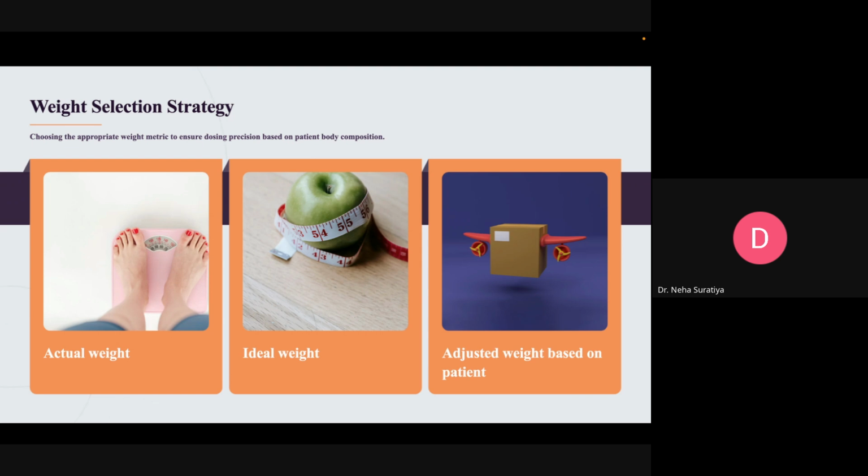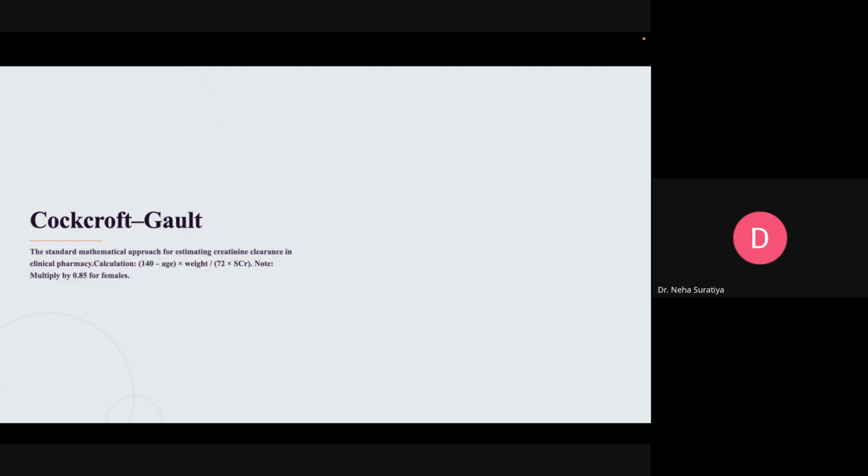Let's understand the weight selection strategy, because this slide is for preventing serious types of dosing error, guys. This is very important. Using the wrong weight can overestimate or underestimate your creatinine clearance. See this formula, guys, I am going back to it. The weight is written here, in multiplication. So why is this weight so important? Because if you enter the wrong weight into this formula, you can overestimate or underestimate your whole creatinine clearance.